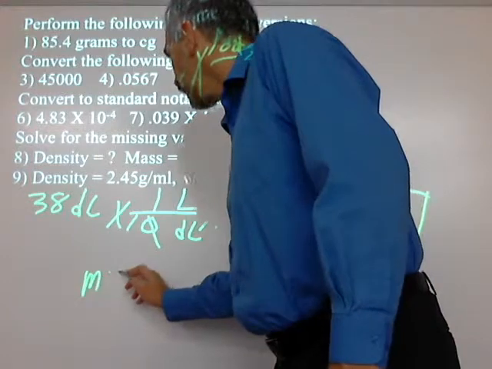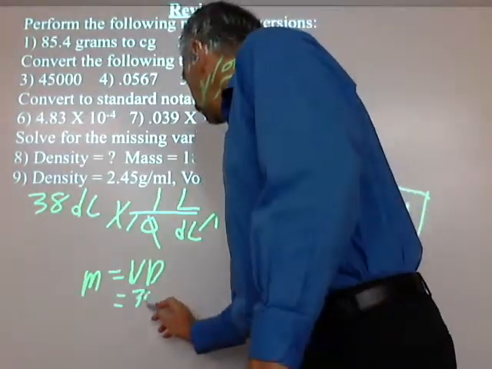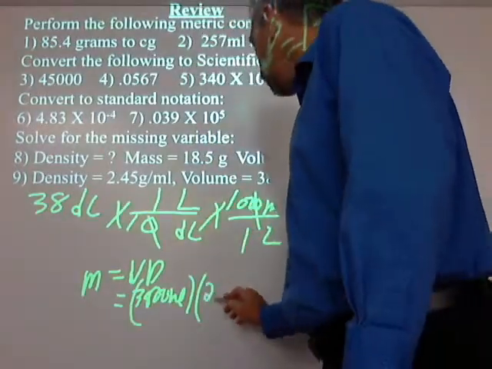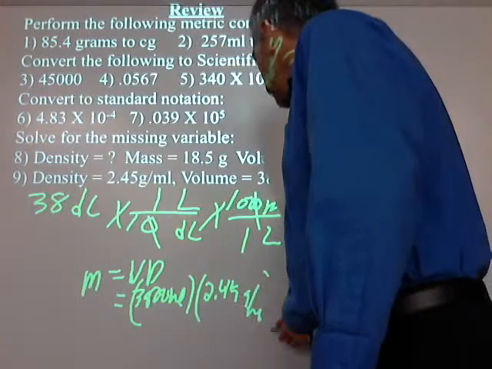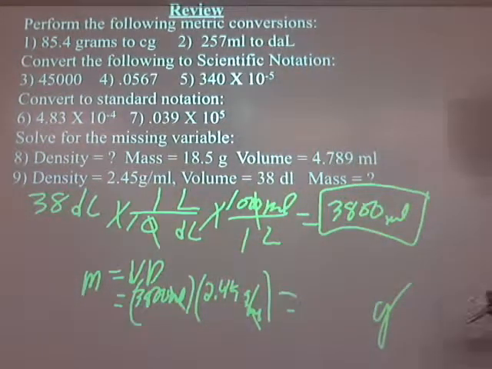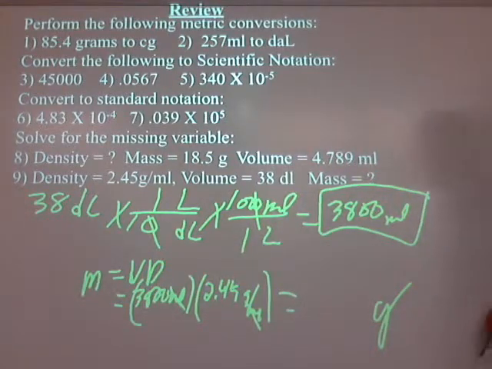So, M equals V times D, so it equals 3,800 milliliters times the density, which is 2.45 grams per milliliter. Milliliters cancel, leaves you with grams. Don't forget to keep your units, too, like you had to do in all the other stuff. Multiply 2.45. What'd you get for that, Gabby?